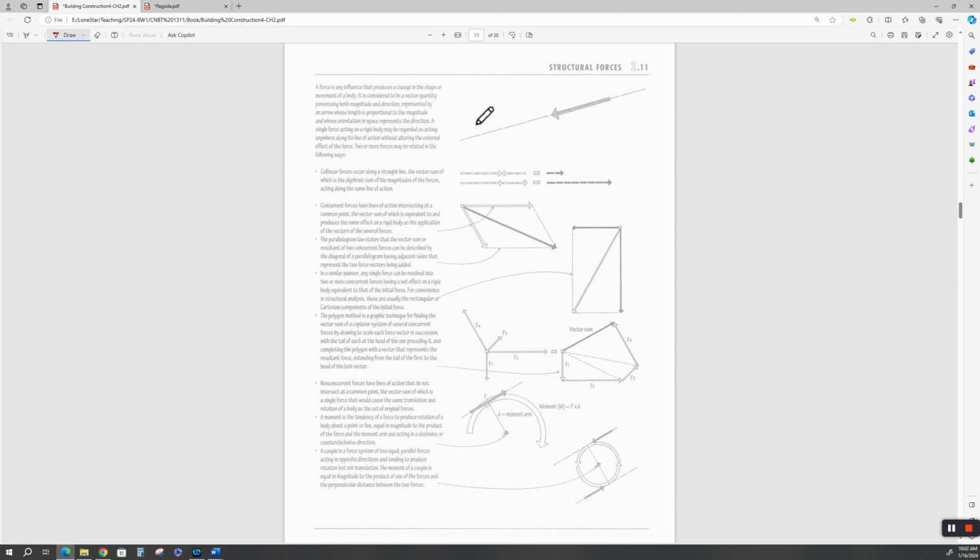All right. Structures. And if a structural engineer is going to do this for an architect, then why does an architect even need to care?